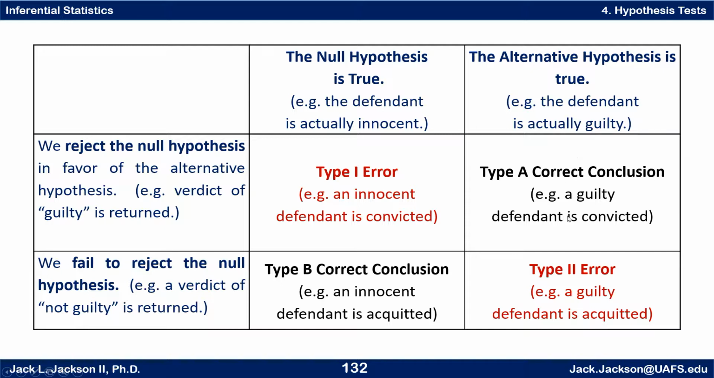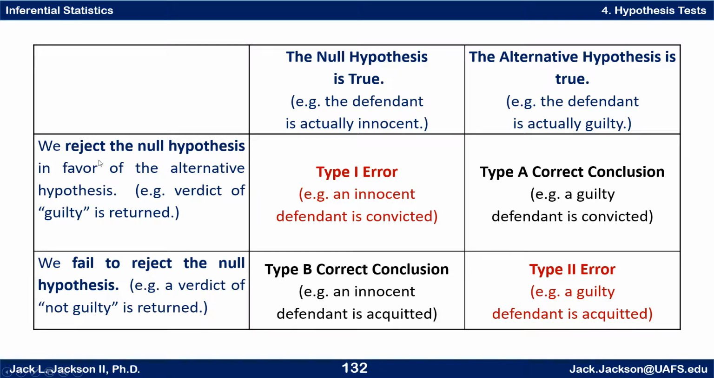The defendant is actually guilty. So if the defendant is actually guilty and we fail to reject, then a not guilty verdict is returned. That's a type 2 error. That has probability beta. And then this is 1 minus beta for a correct conclusion.